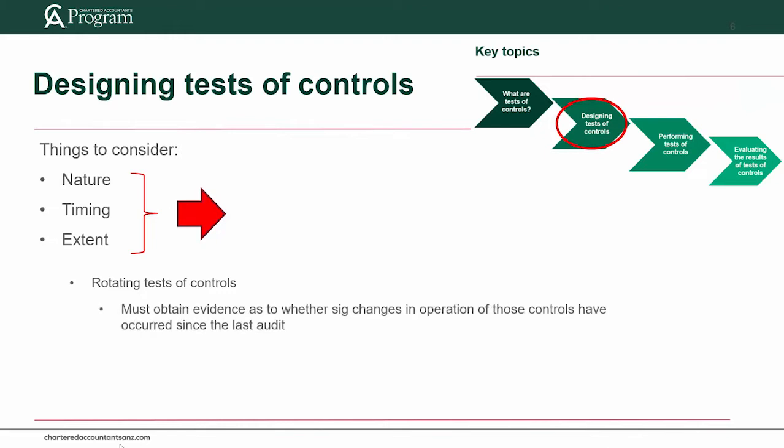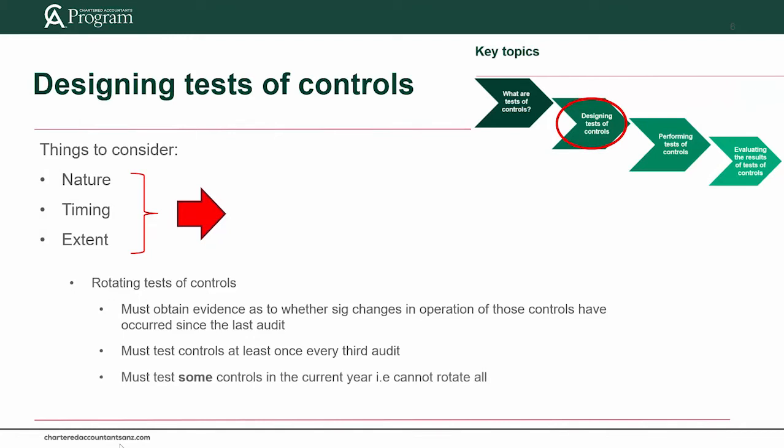You must obtain evidence as to whether significant changes in the operation of those controls have occurred since the last audit. If there have been, then the auditor must test the revised controls in the current year. You must test controls for a process at least once every third audit, irrespective of whether there are any changes. You must test at least some controls in the current year. That is, you cannot rotate all tests of controls for all processes. And finally, you cannot rotate controls that address assertions relating to a significant risk.